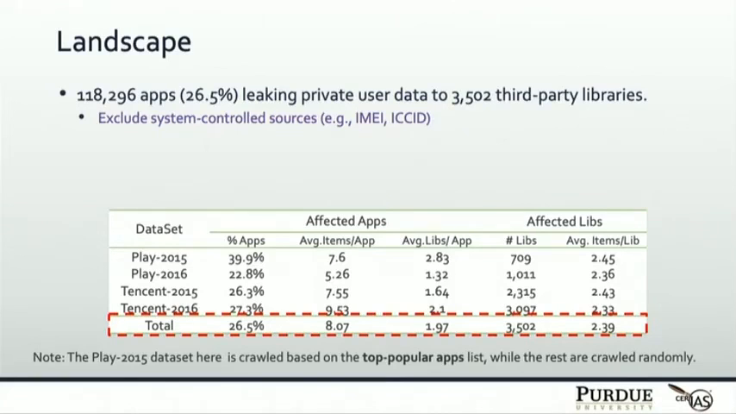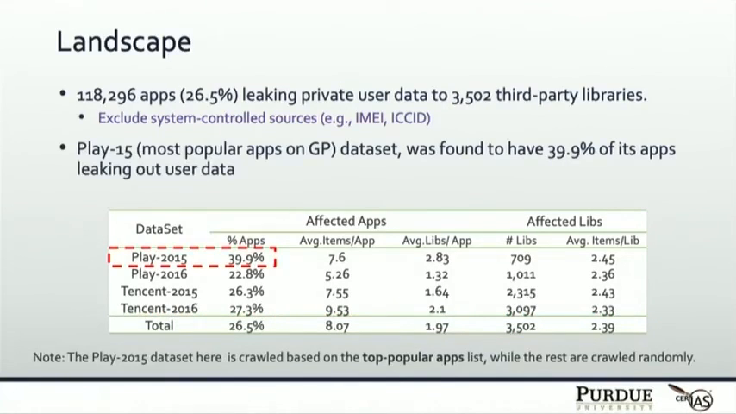Among the popular Google Play dataset, we found nearly 40% of the apps are leaking out user data. Our further analysis showed that almost half of the identified method invocations are related to HTTP and HTTPS, meaning that they are indeed leaked out. So this serves as a lower bound to measure if they are really leaked out to the network.